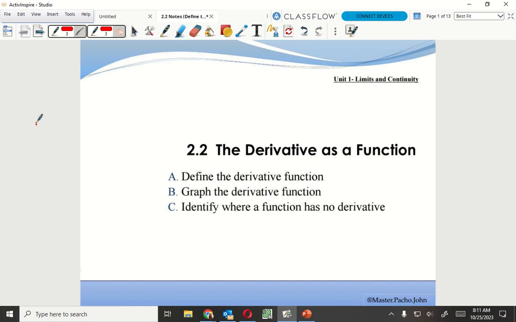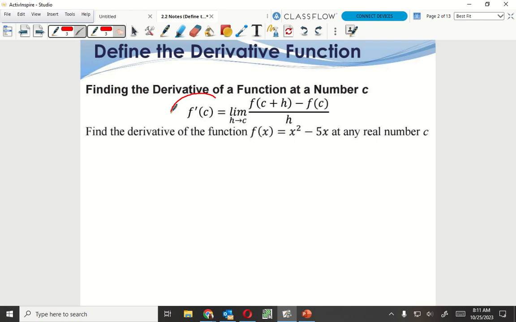All right, so we're actually doing derivative as a function. This is, again, the big topic when we do calculus: limits, continuity, and derivatives to go along with this. So we're going to define derivative, graph derivative, and identify where a function has no derivative. What this is right here, that's my f prime of c. That means I'm taking the derivative of the function f, which was the same thing as taking the limit of x plus h, but in this case, it's going to be c.